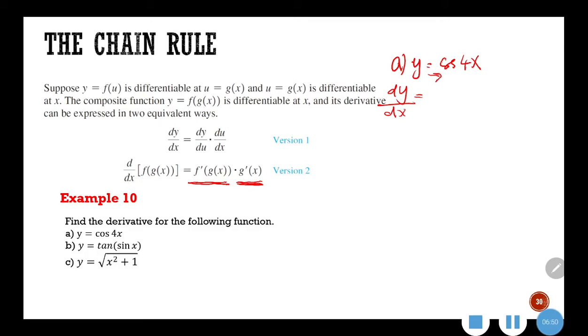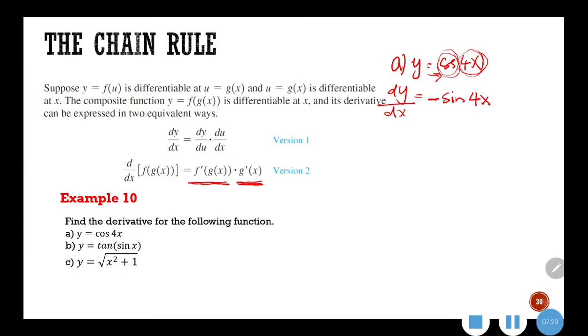Okay, tengok dulu function. What is the first function you nampak kat sini? You nampak cos, betul? So differentiate dulu cos siap-siap. Don't care whatever inside cos kat sini. So differentiate cos, what you will get? You will get negative sin. Copy whatever you have inside, so negative sin 4x. Tapi jangan lupa apa yang ada inside here.